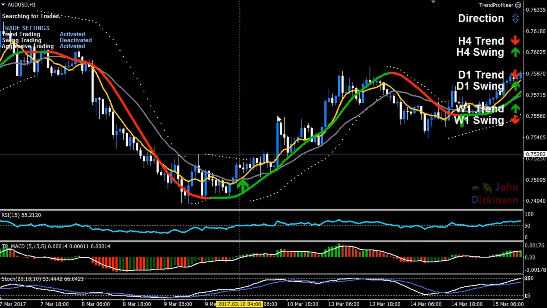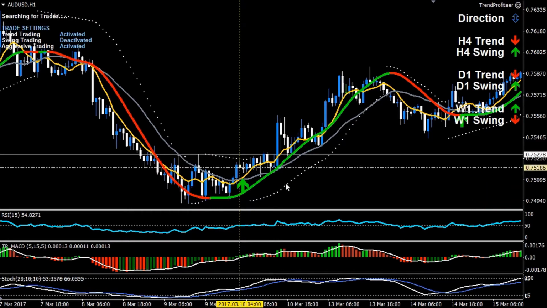Of course, we put the vertical and horizontal line based on the bar prior to the arrow forming, as the arrow is only displayed on the close of the previous bar. So that's where Trend Profiteer picked up this trend trade, and let's just go over the rules real quick.